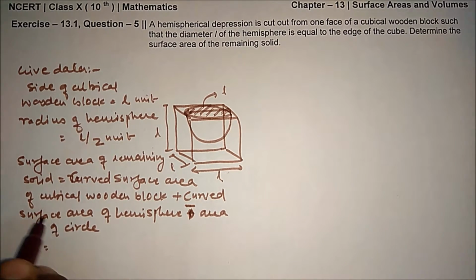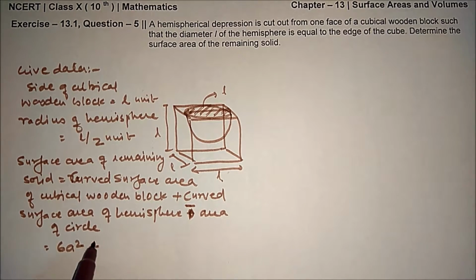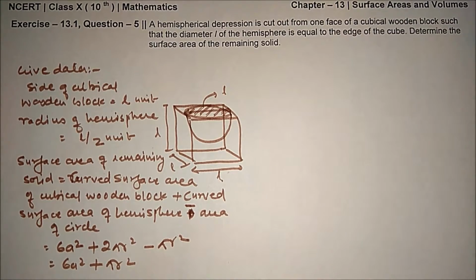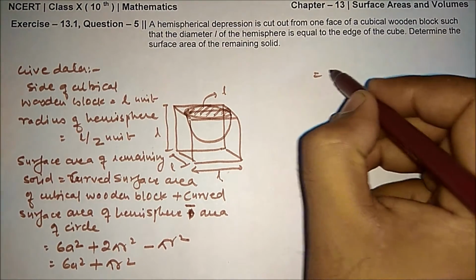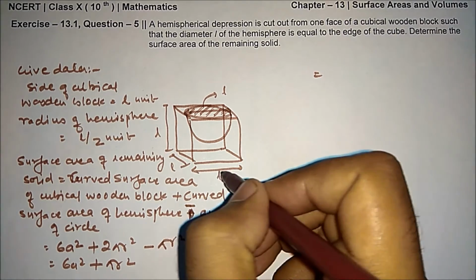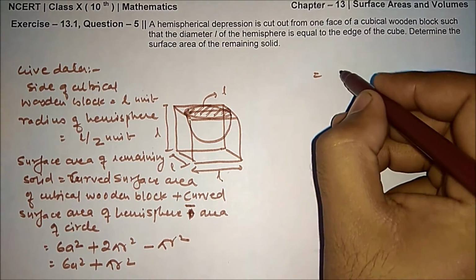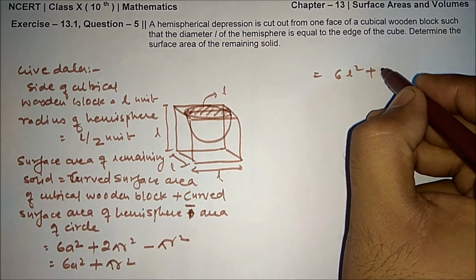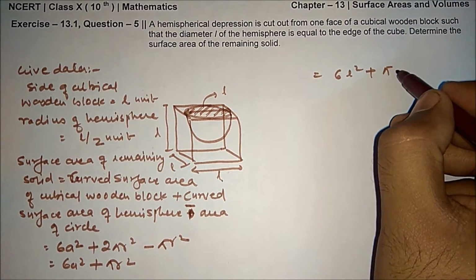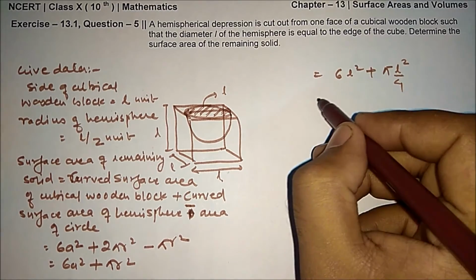So when we write the formulas, the surface area of the cubical wooden block is 6a square, plus the curved surface area of the hemisphere is 2 pi r square, minus the area, which is pi r square, okay? So 2 pi r square minus pi r square will give you 6a square plus pi r square, okay? Now we'll put the values, that is 6a square. A is what? Edge of the cubical block. So this is L. So 6L square plus pi r square. R is what? L by 2. So this is L square by 4, okay?